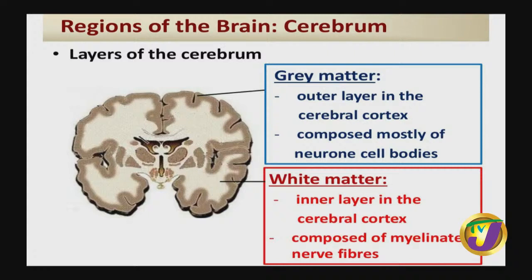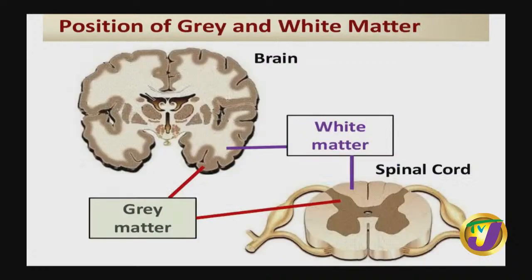And that is also due to the position of the neurons, which we're going to look at later on. The cell bodies are on the periphery of the cerebrum, and so it gives a darker shade as opposed to the axons, which are concentrated in the center of the brain, which gives it that whitish appearance. And of course, it is opposite in the spinal cord. So in the brain, the gray matter is on the outside, white matter on the inside. In the spinal cord, the white matter is on the outside, the gray matter on the inside.